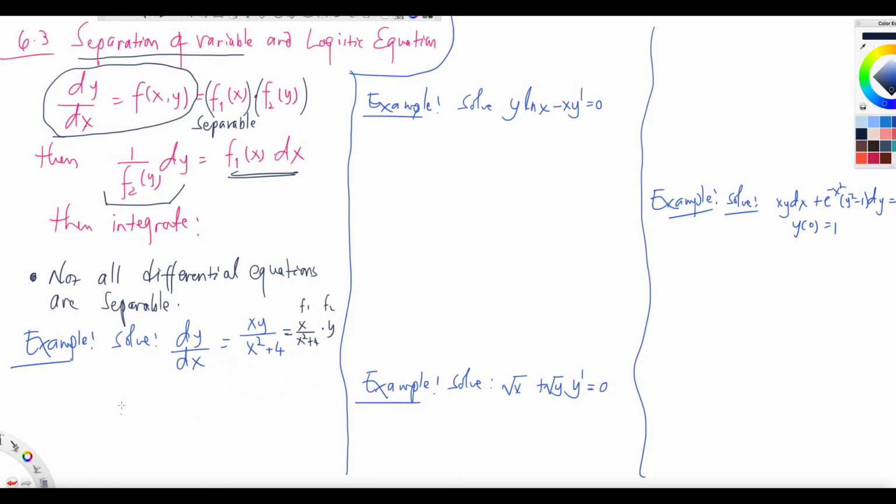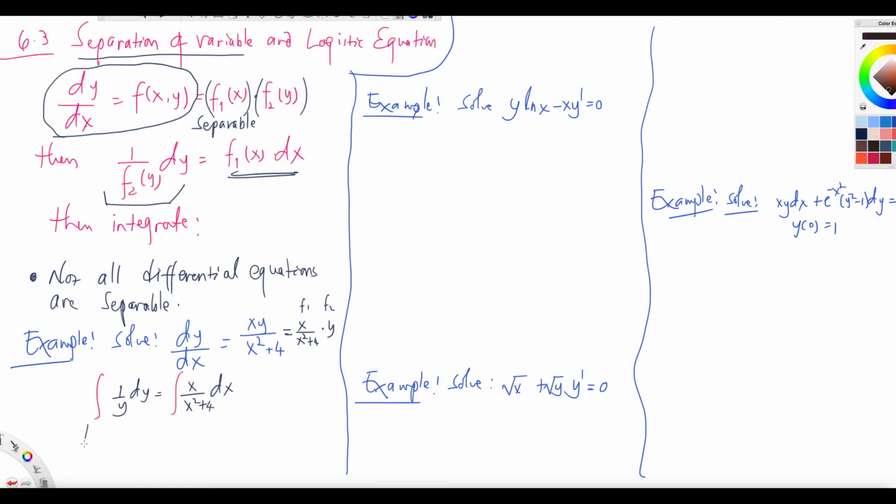Move that y to the other side. How do I do that? You can write 1 over y dy equals x over x squared plus 4 dx. You see that these are separated. Now after you separate like that, you integrate on both sides. How do you integrate that? Integrate. So on the left hand side, what do you get?